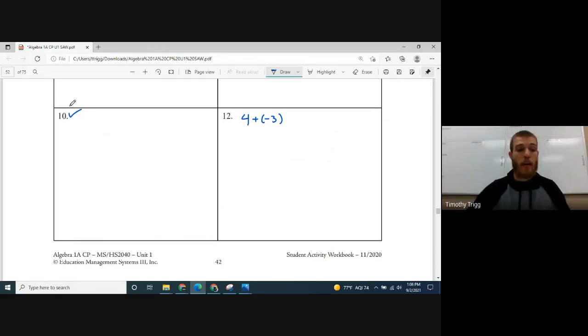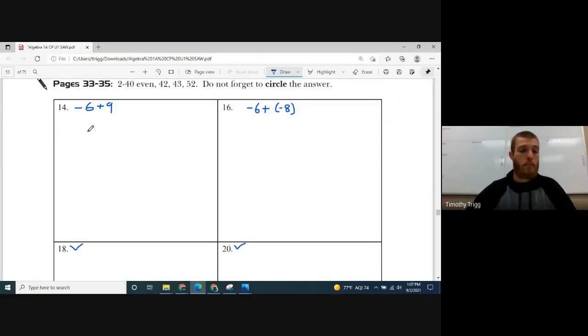For number 10, I put a little check mark here because I want you to do that one on your own. It's just 2 plus 5. I'm pretty sure you can do it. For number 12, 4 plus -3. That's the same as saying 4 minus 3, by the way. If you have 4 positives and 3 negatives, that's going to give you +1. You have $4, but you owe 3. Well, you'd have 1 left over after you pay your debt.